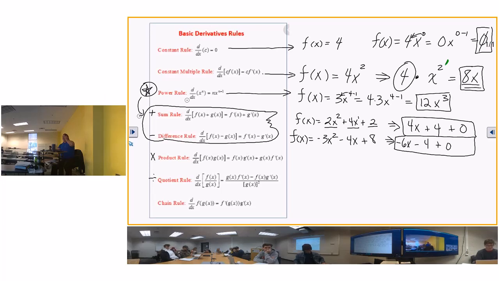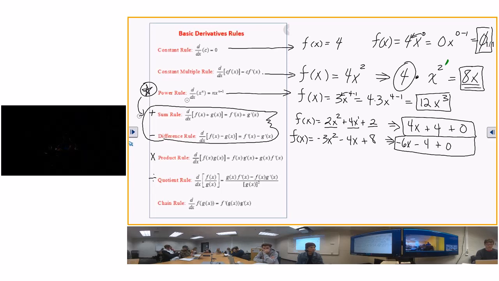All right, we're going to go through these, but we're going to go through them again because we're going to go over homework questions in just a minute. Product rule. Product rule is when you have two terms that you are taking the derivative of. Let me give you an example.